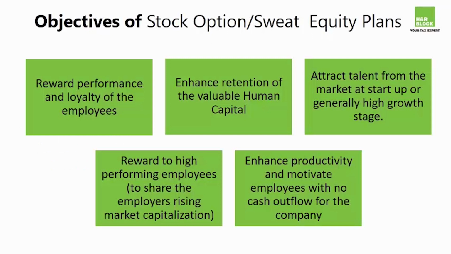So why are stock options given, or what is the objective of stock option plans or sweat equity plans? The main important objectives are listed here. Reward the performance and loyalty of the employees. The company wants to reward certain loyal employees, so they grant stock options to those kinds of employees to enhance the retention of human capital. If the company wants to retain a particular human capital or a worthy employee, the company grants him a particular number of stock options which vest to him after particular vesting conditions are satisfied.